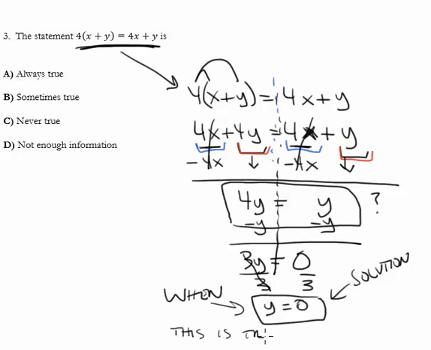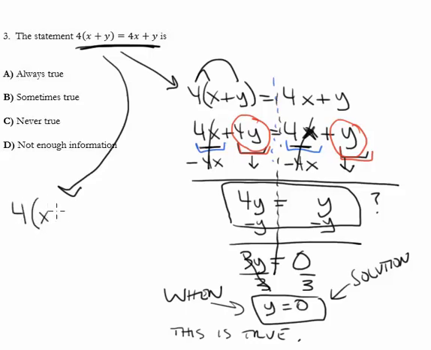Now, if y doesn't equal 0, it's not going to be true, right? Because when y doesn't equal 0, that's when these two things are going to be different, right? And when these two things are different, we're in trouble. But when y equals 0, we're okay, right? The equation is true. In fact, let's just see, does this actually make sense? Let's plug in y equals 0 in here. So if I have 4 parentheses x plus 0, right? Let's substitute it. Does that equal 4x plus 0? Is that true?